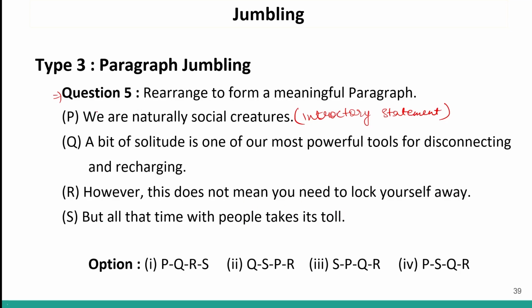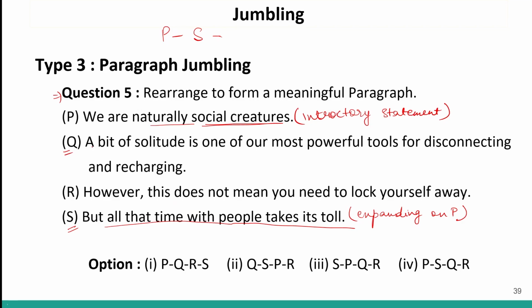Okay. So here in P, we introduce the idea that we are naturally social creatures. Social means that we meet each other, we talk to each other a lot. So P is our introductory statement. Then through S, I said that all that time with people take its toll. So this is expanding on P, correct? Because in P, we introduced the idea that we are naturally social creatures. But in S, we said that okay, we are social, but all that time takes its toll.